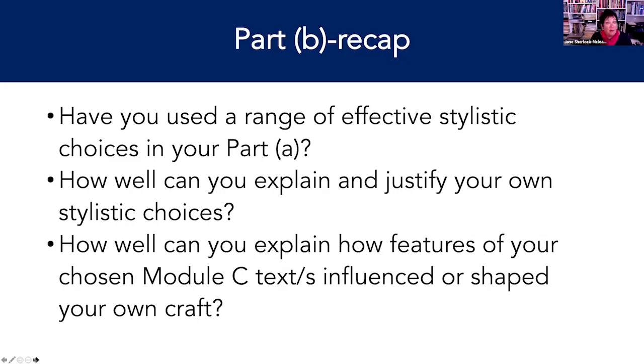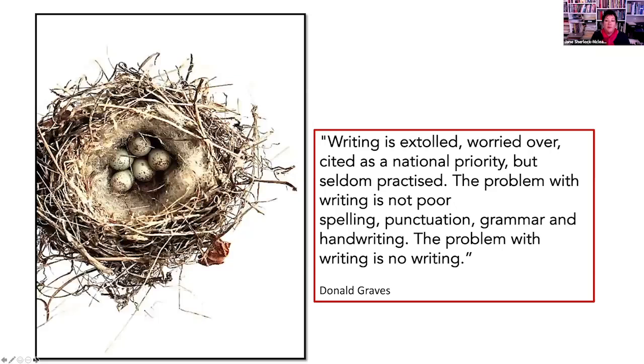So if we go back to that Part B, which I think is the difference of a band for some people, have you used a range of effective stylistic choices in your Part A? In other words, have you been engaging? What have you used to engage? Then how well can you explain and justify those stylistic choices? Then how well can you explain the features of your chosen Module C text that have influenced or shaped your own craft?